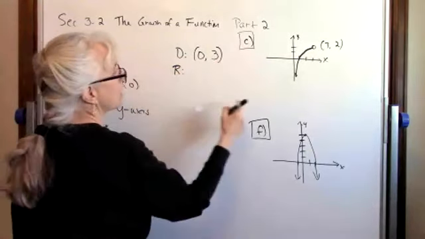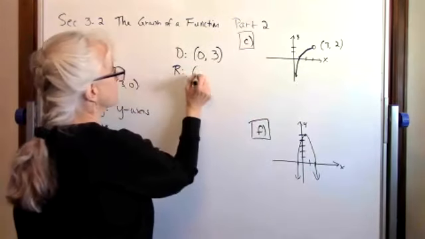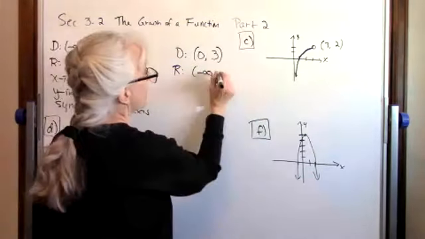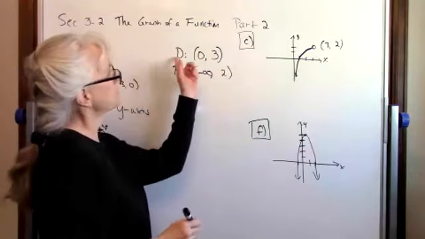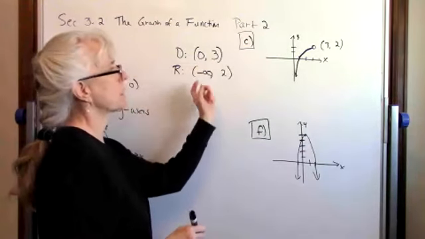Okay, the range is the bottom of the graph. The bottom of the graph is this arrow. It's down there at negative infinity. The top of the graph is up there at 2. So again, left to right, bottom to top, left to right, bottom to top.